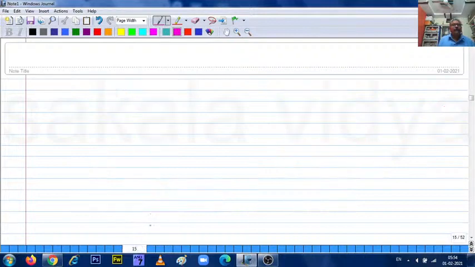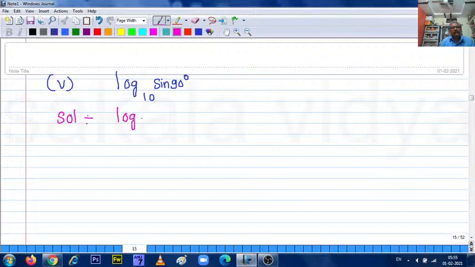Now fifth problem. Log of sine 90 degrees to the base 10. It's a very interesting problem. First, we need to write sine 90 degrees. From trigonometry we have already studied that sine 90 degrees is equal to 1. This equals log 1 to the base 10.